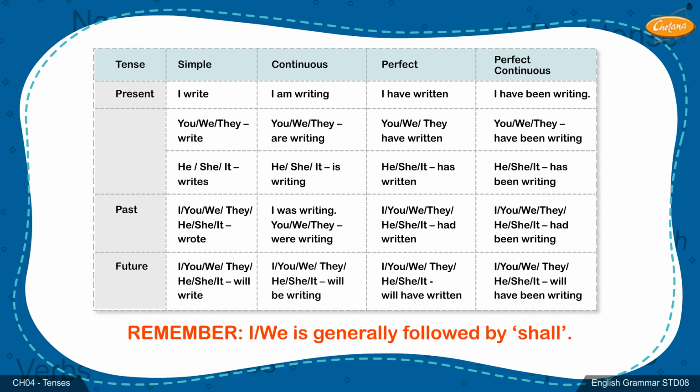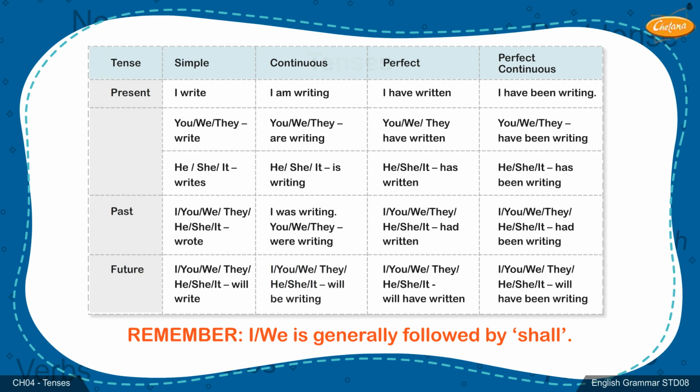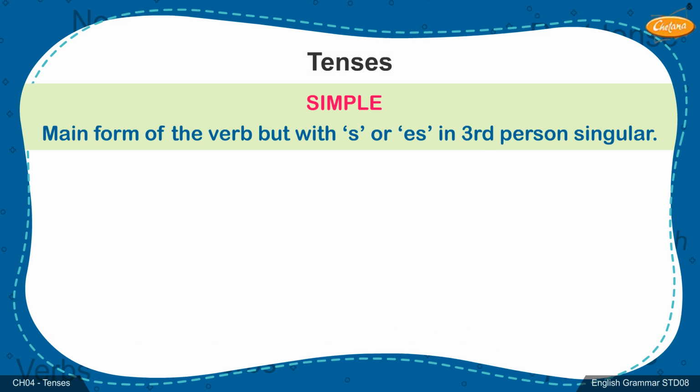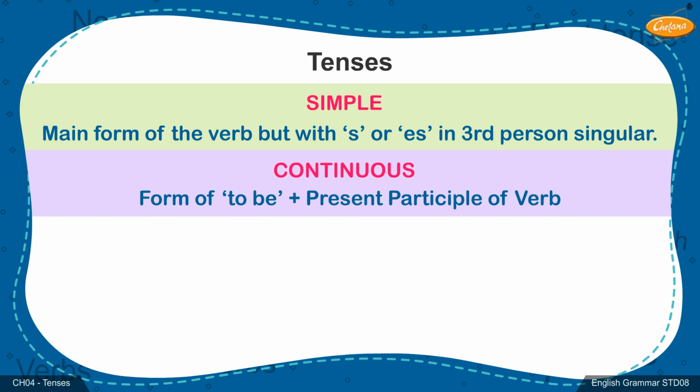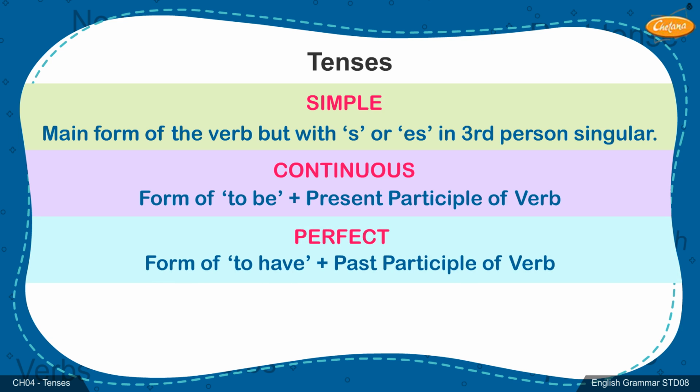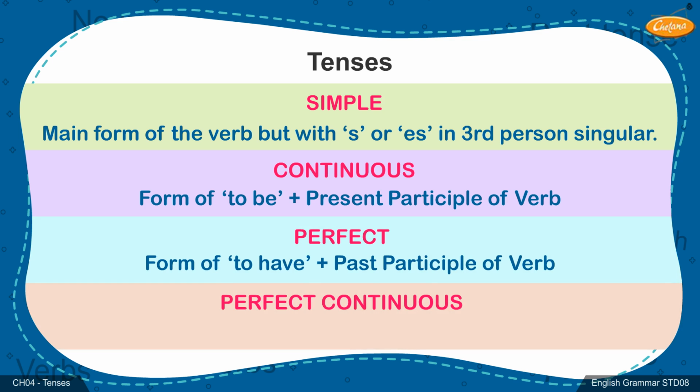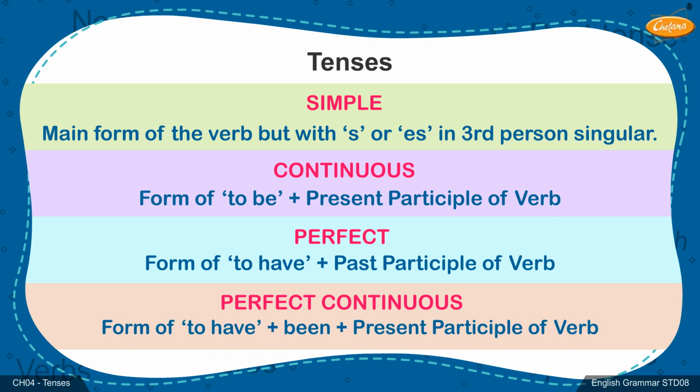Let us understand the rules through the given table. Simple: main form of the verb but with s or es in third person singular. Continuous: form of to be plus present participle of verb. Perfect: form of to have plus past participle of verb. Perfect continuous: form of to have plus been plus present participle of verb.